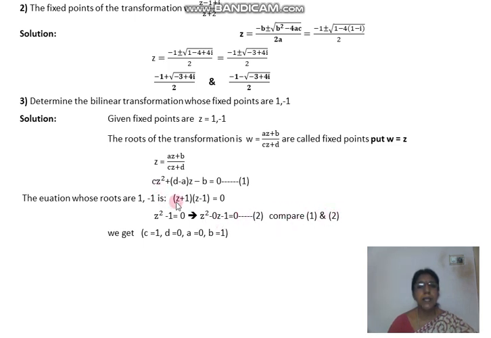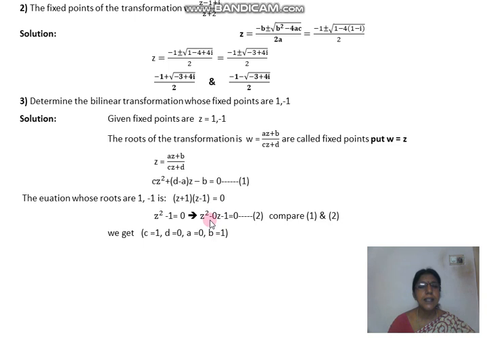See this comparison here. In equation 1 the Z square coefficient is C, but in equation 2 the Z square coefficient is 1. So comparing these two, we get C is equal to 1. And next the last constant: minus B is there, minus 1 is there. So equate the constants, you get B is equal to 1. Because here it is minus B and here minus 1. So B is equal to 1.